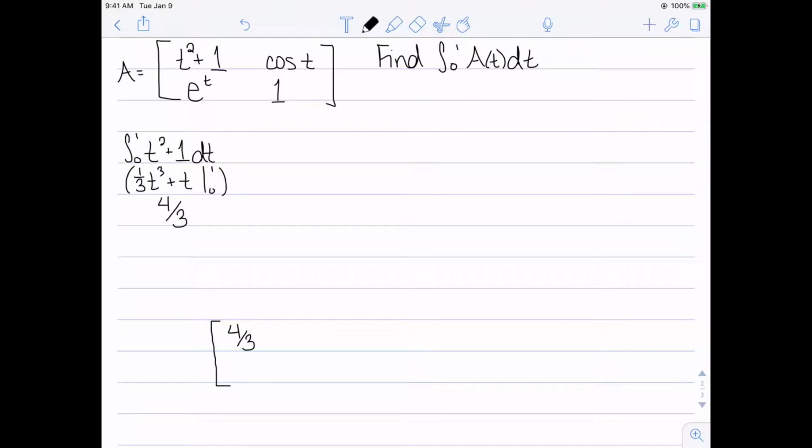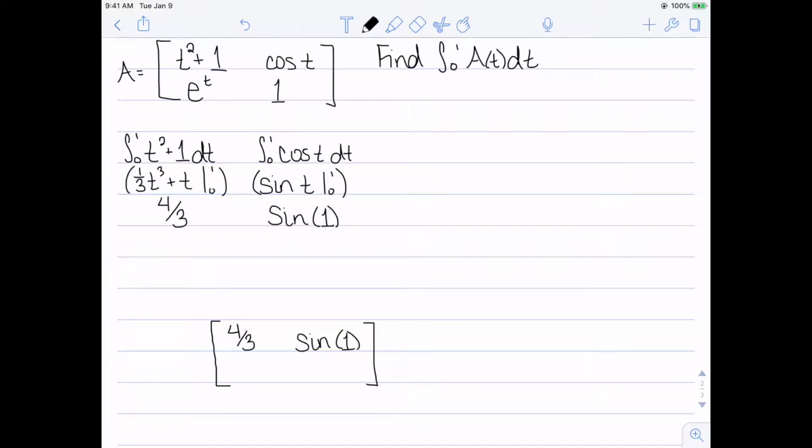Now let's go to cosine t. This means we're going to consider the integral from 0 to 1 of cosine t. This then gives us sine of t between 0 and 1. And since sine of 0 is 0, we just get sine of 1. We move on to our next entry.